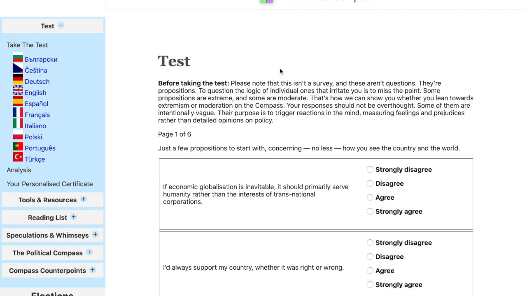Right now, we'll just focus on taking this test. I'll give you a little bit of commentary at the end. But let's get right into it. As you see, we are already on the page.